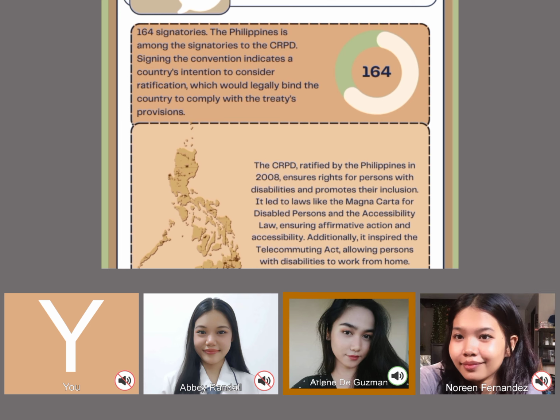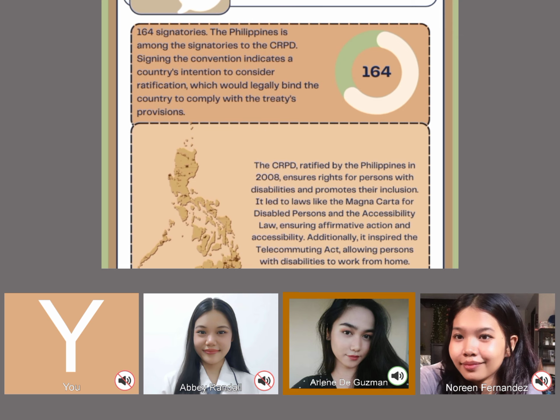In the Philippines, the CRPD has brought changes to important legislation like the Magna Carta for Disabled Persons, or Republic Act No. 9442, and the Batas Pambansa Bilang 344, which is known as the Accessibility Law. The Magna Carta for Disabled Persons is a law that guarantees affirmative action for the advantage of individuals with disabilities, and the Accessibility Law requires all public structures, buildings, and transportation to be accessible to persons with disabilities.